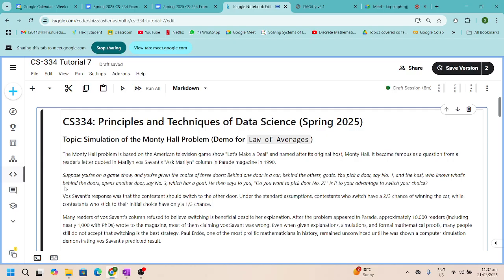Because now the host will ask you if you want to stick with your initial choice or if you want to switch the doors now. All right, so the question is, in which choice do you have the higher chances of landing a car? So would you have a higher chance of winning if you were to switch the door, or would you have a higher chance of winning if you would stick with your door? Can someone answer that for me?